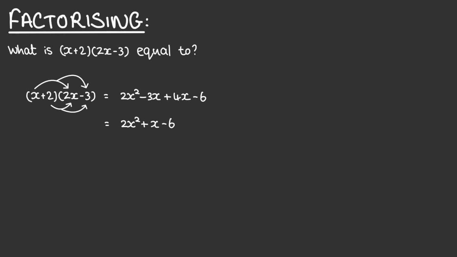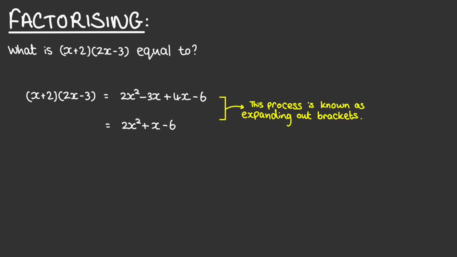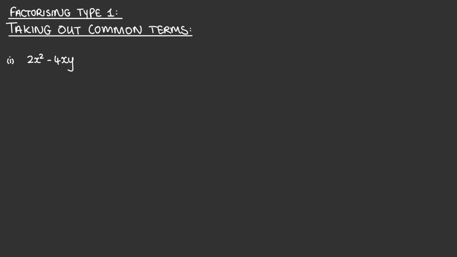This can then be simplified to 2x squared plus x minus 6. So we found this answer by the process which is known as expanding out brackets, and factorising is the reverse of this process. So now you can imagine that a factorising question might start out with 2x squared plus x minus 6, and the answer would be x plus 2 multiplied by 2x minus 3. And in this video, I'm going to explain the first method of factorising, which is known as taking out common terms. So the first question asks us to factorise 2x squared minus 4xy.